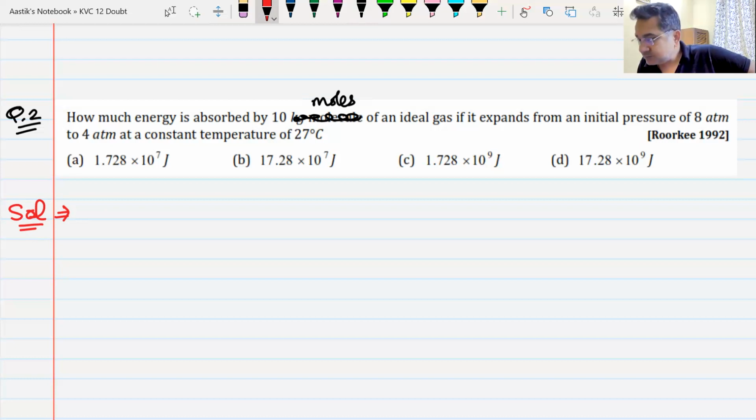Anyone? Huh? No one, sir. This is a question of JEE Main and NEET. It can never come in a JEE Advanced. Anyone? Okay, shall I do it?